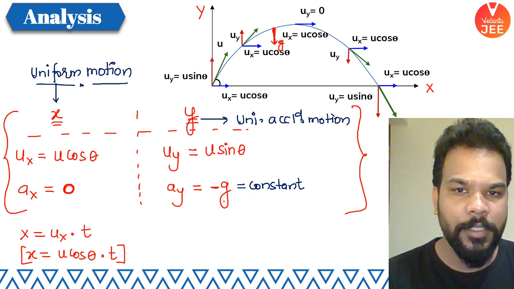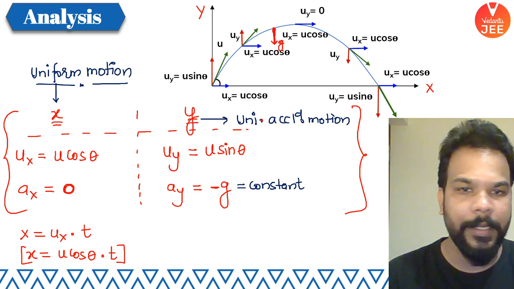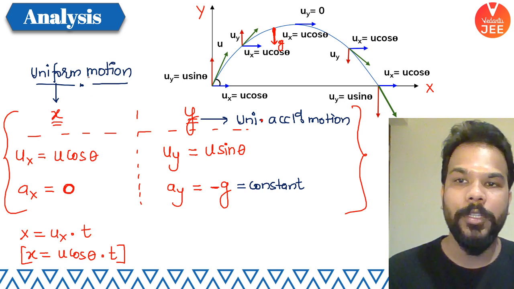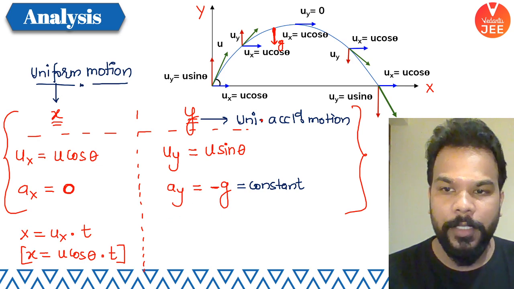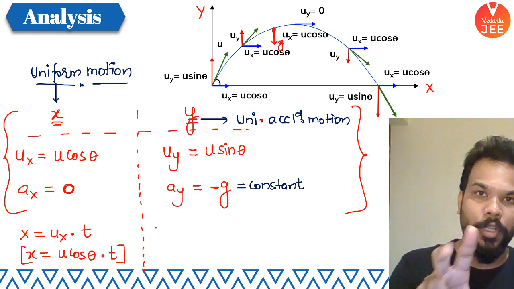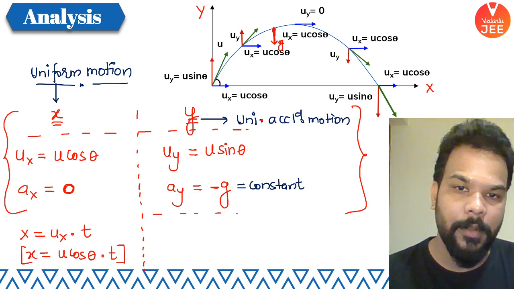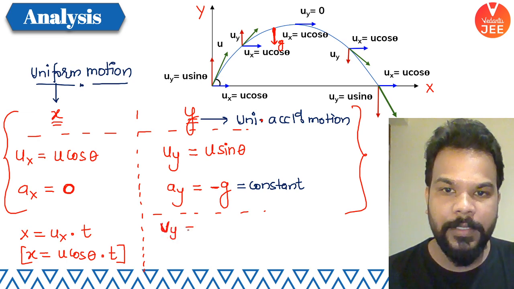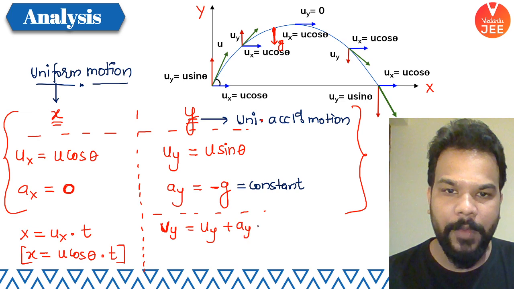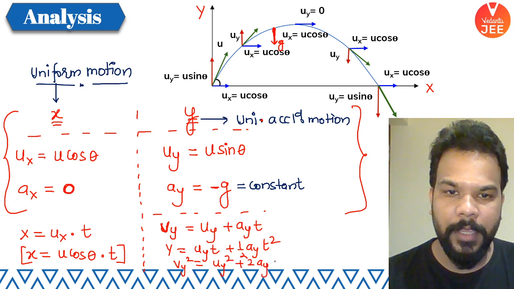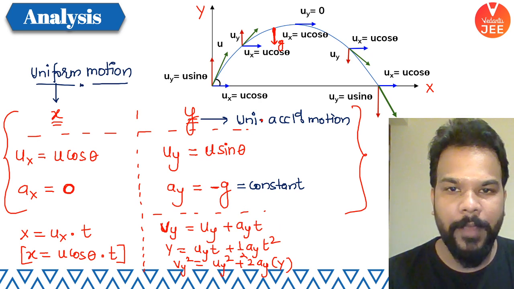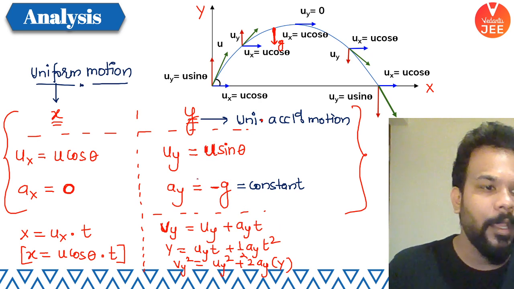Uniform acceleration because the g value is a constant. So that is why this is uniformly accelerated motion. And here acceleration is 0, so velocity will remain constant. That's why it is uniform motion only. So this is the x direction. For the y direction, you know that if acceleration is constant, then there are 3 equations of motion, which are, let me write them: vy equals uy plus ay t, then y equals uy t plus half ay t square, and vy square equals uy square plus 2 times ay into y. And you will put the value of uy as u sin theta and ay as minus g.